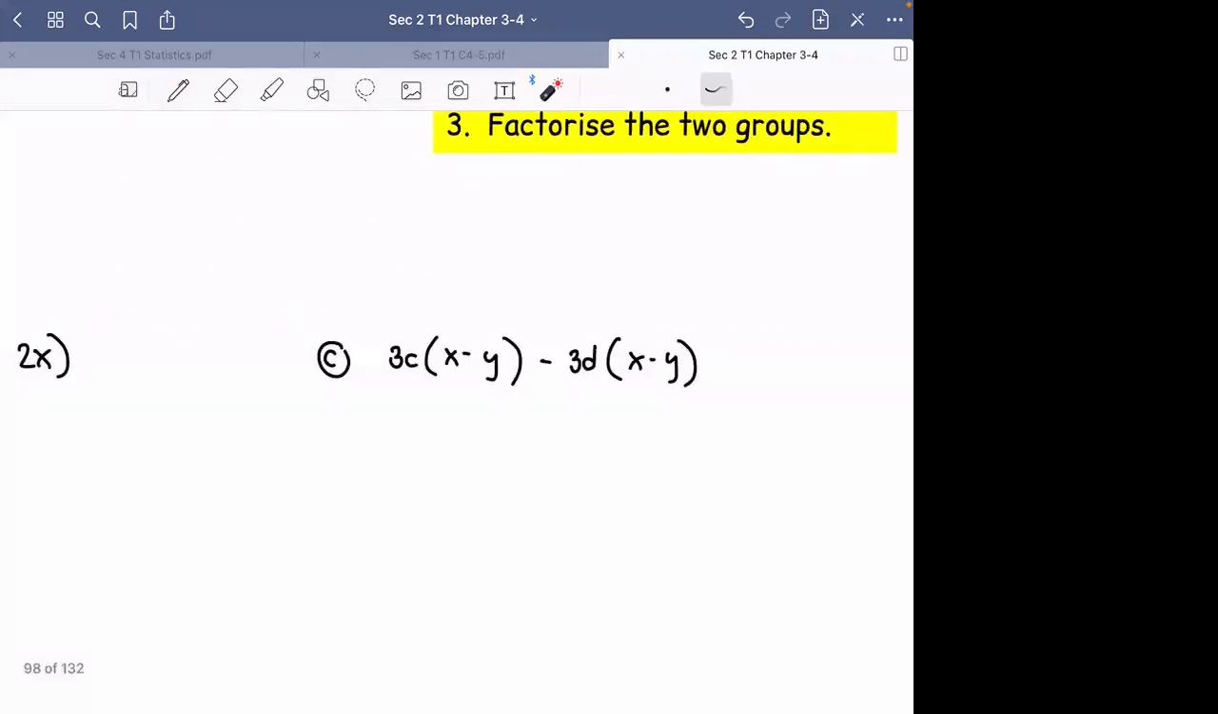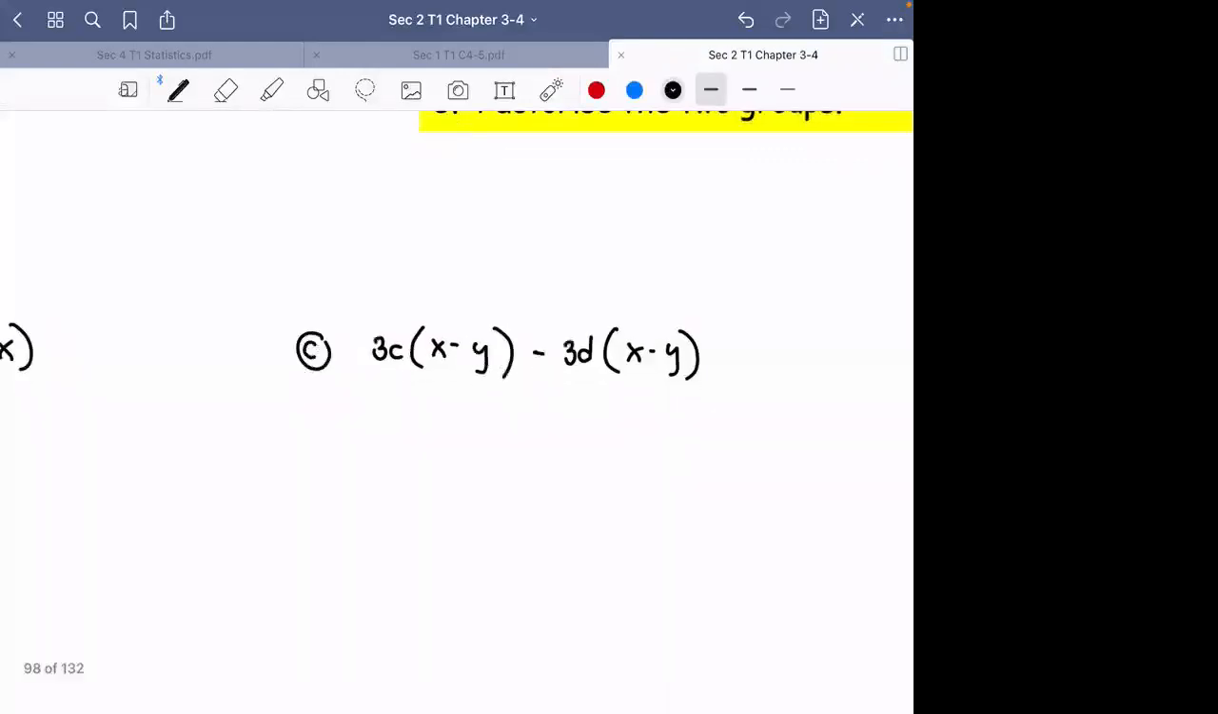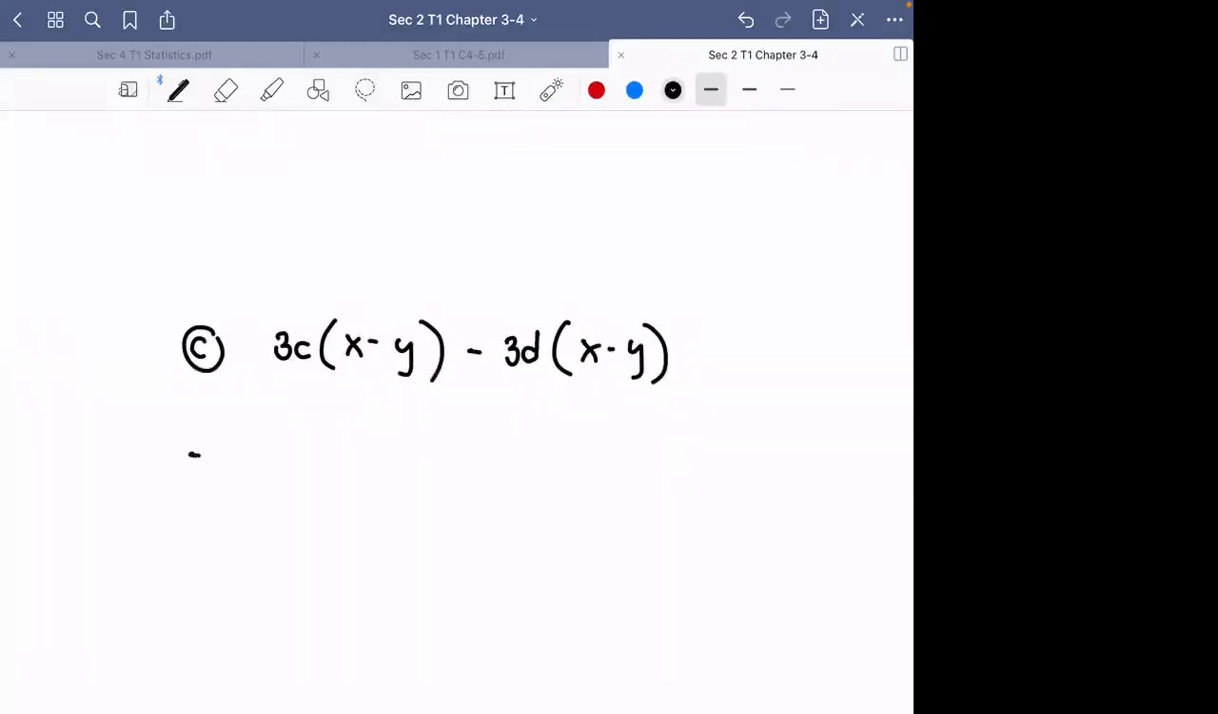So how about letter C? Anyone wants to help me with letter C? I think this one is very obvious. I know.